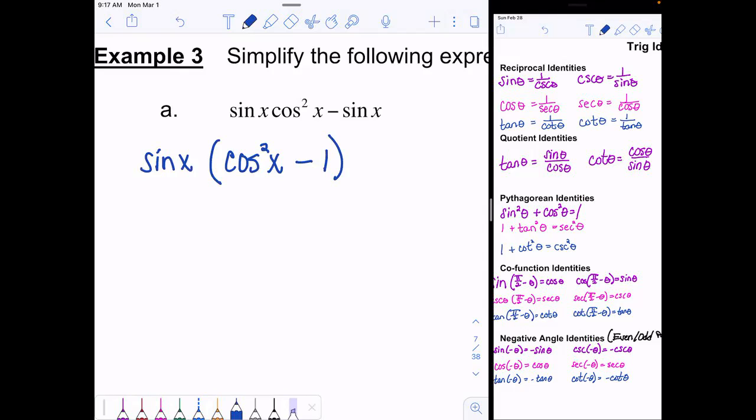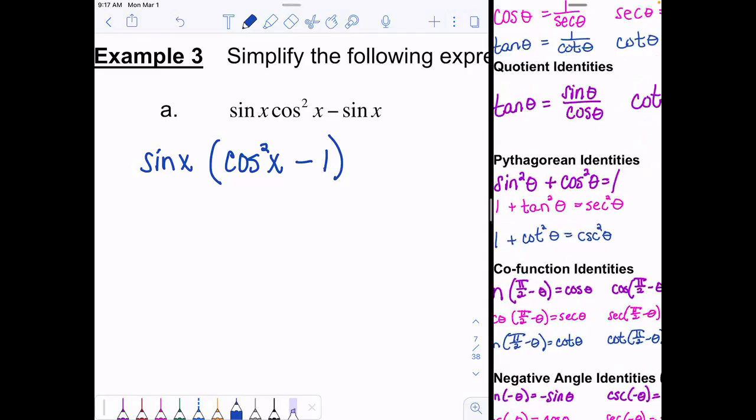So that's factoring. Now, yes, this cosine squared minus 1 could be factored further because it's a difference of 2 squares. However, our goal is to simplify this. We're going to try and break it down to its smallest possible value. So instead of factoring this further, we're going to now see if we can use an identity. So we did an algebra step. Is there an identity that we can possibly use to help us simplify this?